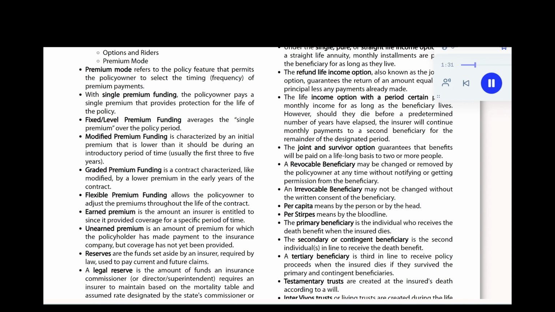Graded premium funding is a contract characterized, like modified, by a lower premium in the early years of the contract. Flexible premium funding allows the policy owner to adjust the premiums throughout the life of the contract. Earned premium is the amount an insurer is entitled to since it provided coverage for a specific period of time. Unearned premium is an amount of premium for which the policyholder has made payment to the insurance company, but coverage has not yet been provided.